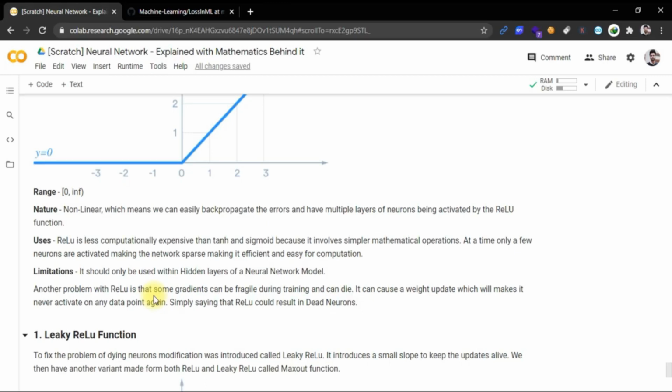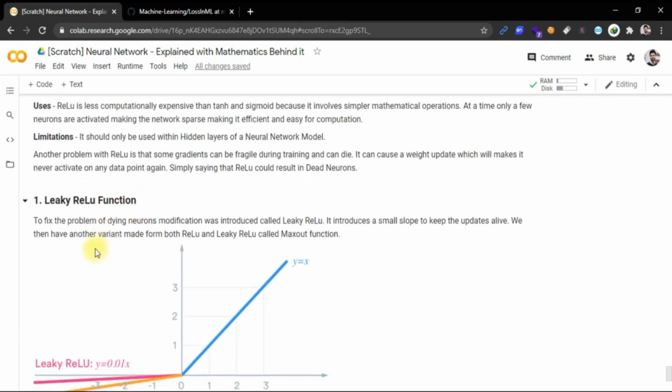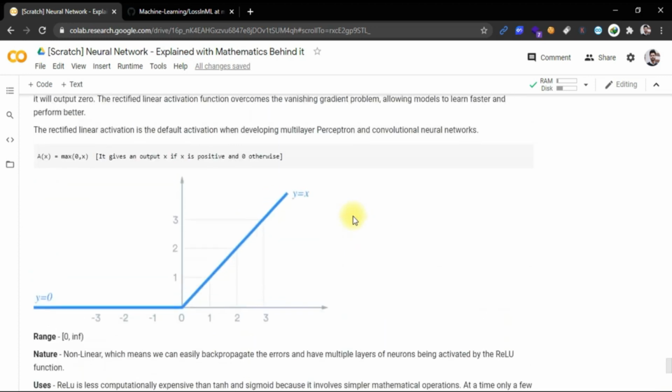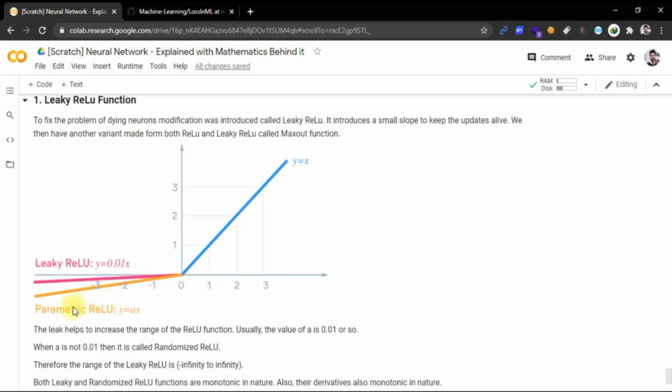But this problem can be cured with the help of the leaky ReLU function. The leaky ReLU function is used to fix the problem of dying neurons. It introduces a small slope to keep the updates alive. Like you see that our slope is just 0, but we can make it a very small slope that keeps the weights updating.